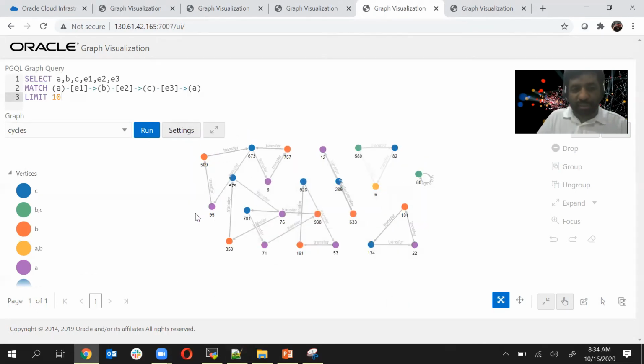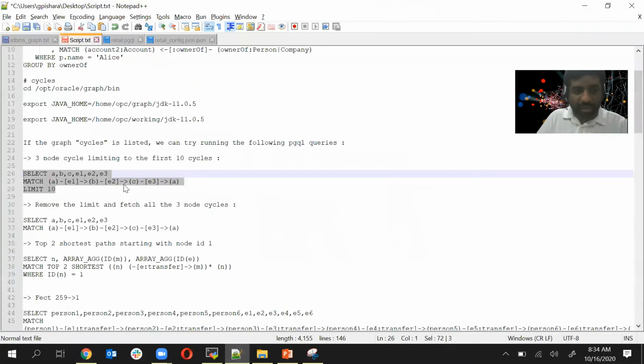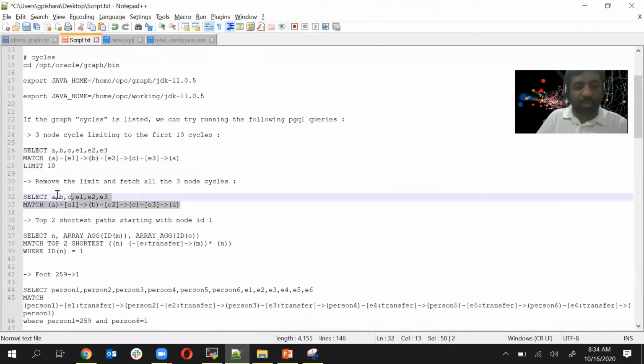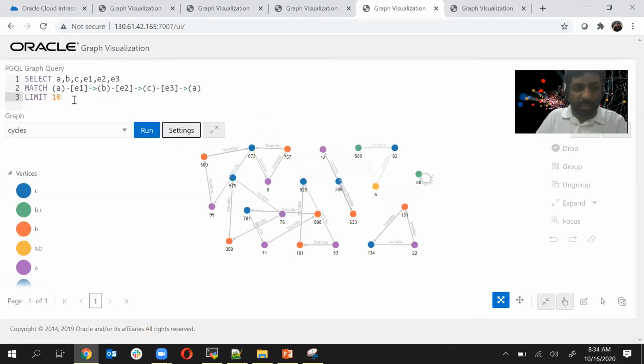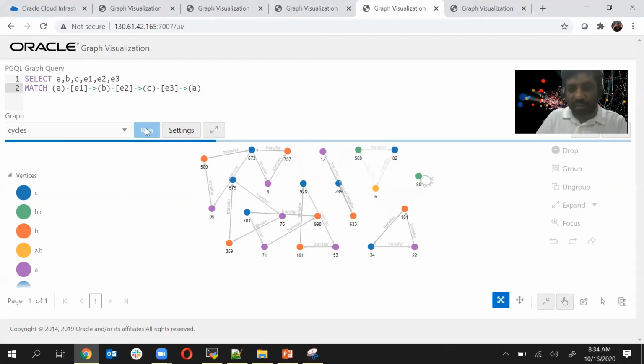So this is basically a 3-node cycle, limiting it by 10 cycles. Now let's remove the limit and see how many 3-node cycles we have in this particular in-memory graph. You can also see that it has listed only one page of cycles because we were very specific in selecting the first 10 cycles from the in-memory graph.